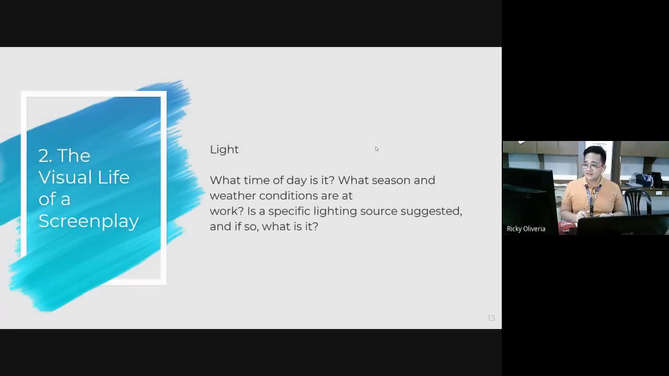Okay? Next is the light. Kasama rin yan. So, what time of the day is it? What season and weather condition are at work, no? I-define yan dun sa script mo. This gives mood on the script and the movie itself. So, what is a specific lighting source suggested? Halimbawa, what time of the day? Yung movie mo ba or yung script mo ba would always happen at midnight? Gabi ba yan? What particular season? If it is midnight, would it be winter? Rainy, summer, or so on, no? So, yung mga ganun, pinag-uusapan din yan.